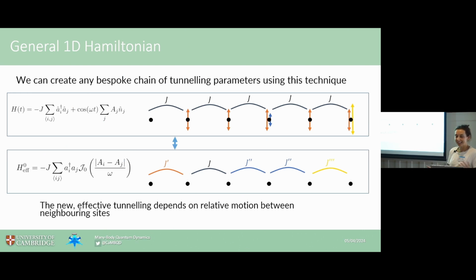Extending this in one dimension, it turns out that we have full control over the tunneling elements, because starting from the left-hand side, we can always choose driving elements on the right-hand side such that we engineer the tunneling that we like in the specific link, J prime. Then moving down the chain, we can just add different driving functions in order to generate a completely bespoke one-dimensional chain of tunnelings.